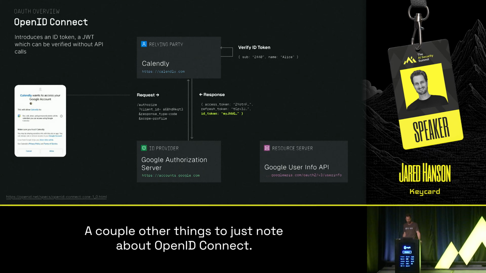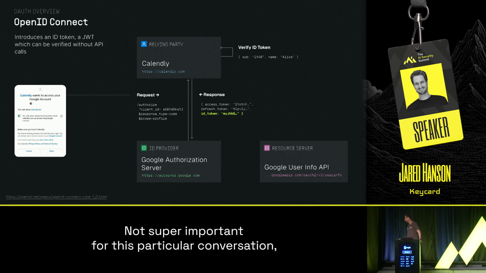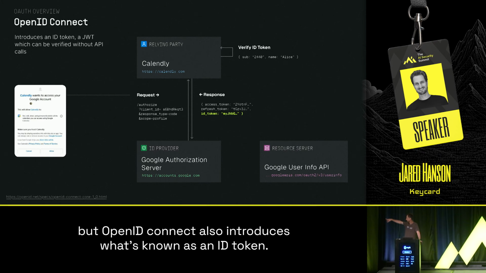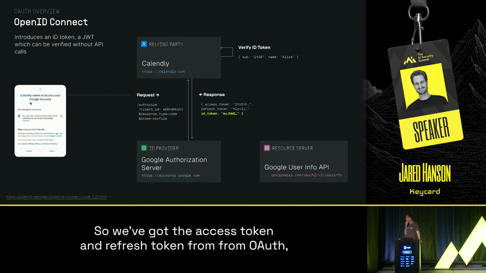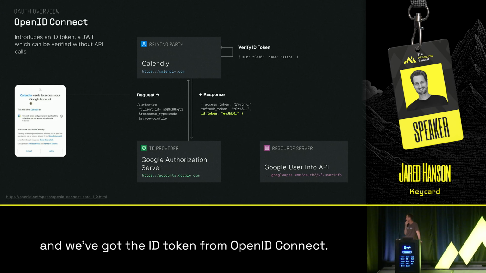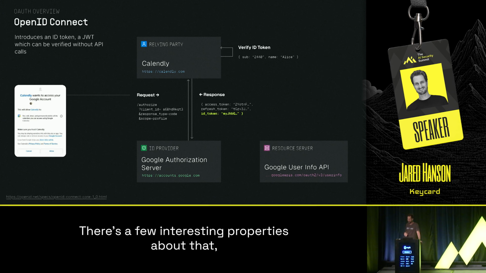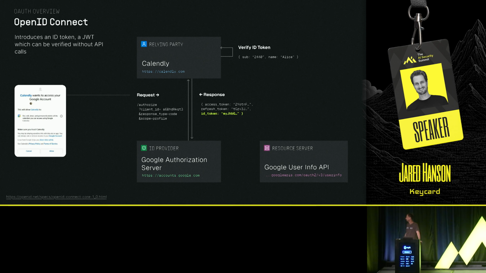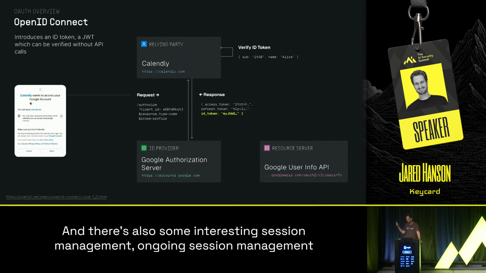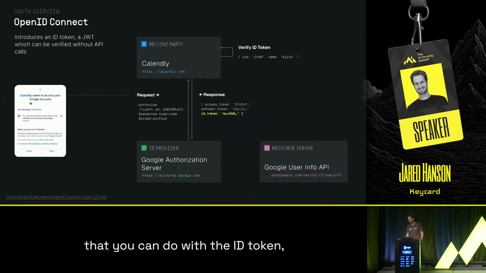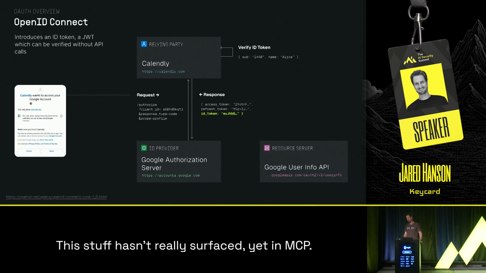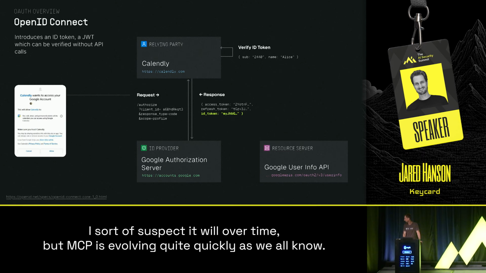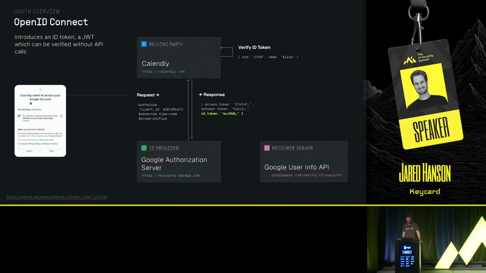A couple other things to note about OpenID Connect, not super important for this particular conversation: OpenID Connect also introduces what's known as an ID token. So we've got the access token and refresh token from OAuth, and we've got the ID token from OpenID Connect. There's a few interesting properties about that. One, it can be verified independently of calling an API, which is kind of nice. There's also some interesting ongoing session management that you can do with the ID token. This stuff hasn't really surfaced yet in MCP. I suspect it will over time, but MCP is evolving quite quickly, as we all know.